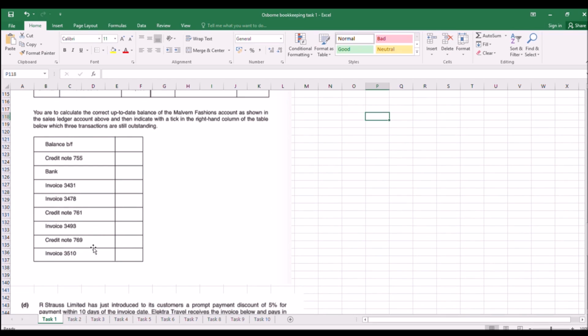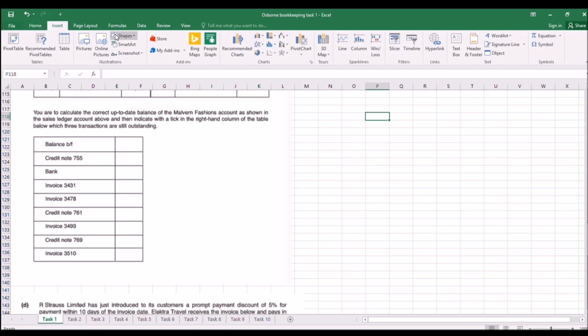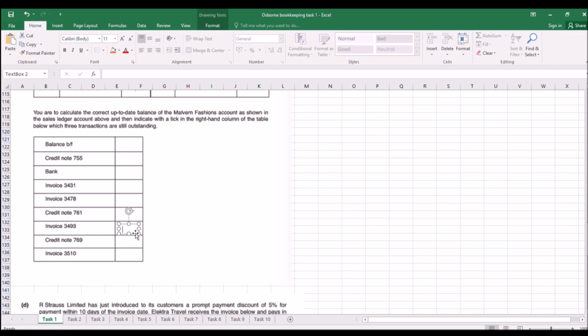So it's those bottom three then. Yeah, let's just put a little shape in, and I'll put a big X there or something like that. Okay. So those bottom three.